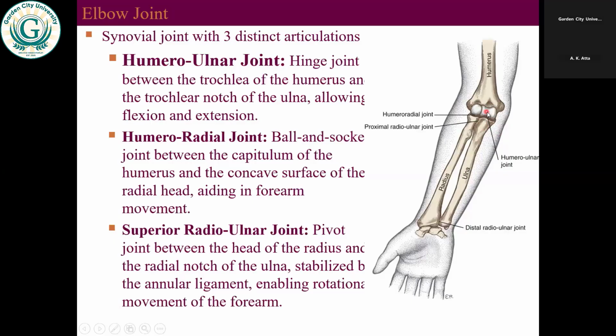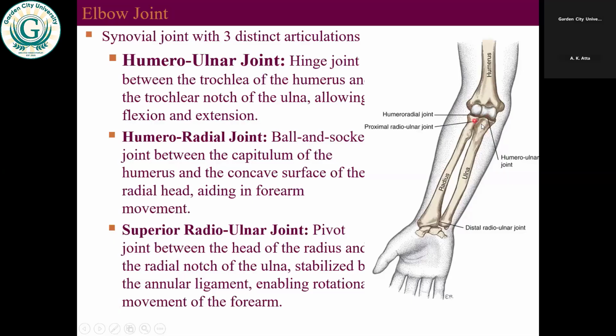Between the trochlea of the humerus and the trochlear notch of the ulna, this one is the typical hinge joint that we are talking about, when you are saying that the elbow joint is a hinge joint.